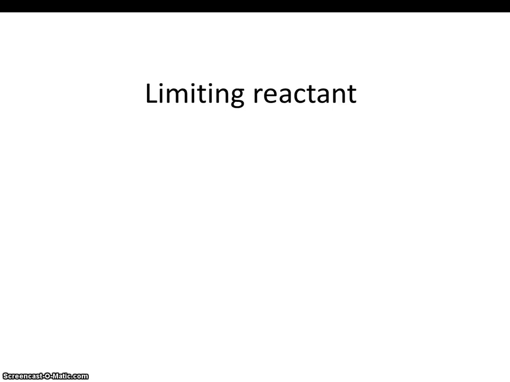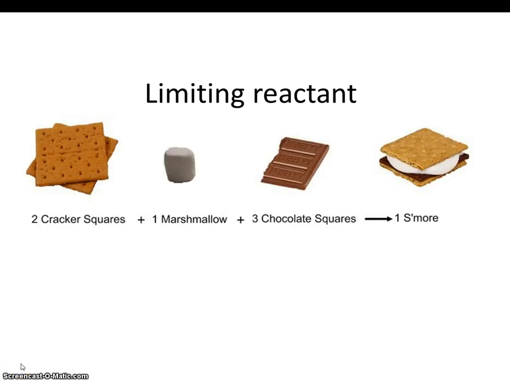In a limiting reactant problem, we'll be determining which reactant limits how much product we can make. Let's look at the s'more example. Let's say we buy 1 box of crackers, 1 box of marshmallows, and 1 bar of chocolate, and we want to know how many s'mores we can make. So once again, 1 box of crackers, 1 bag of marshmallows, 1 bar of chocolate. It seems in this case, chocolate, since we only have 1 bar, would limit how many s'mores we could make. So in this case, chocolate would be our limiting reactant.